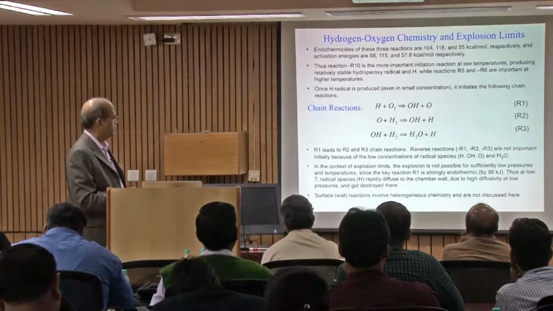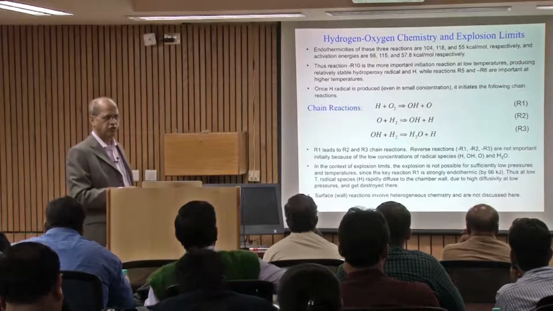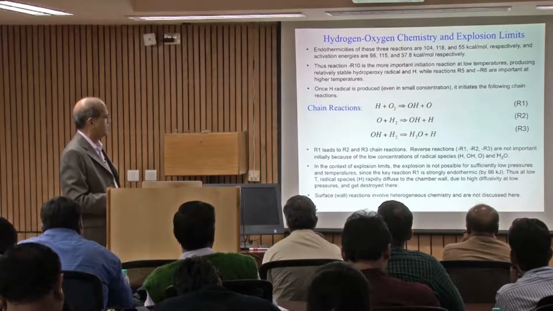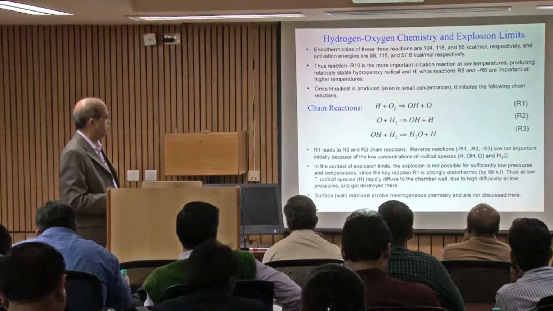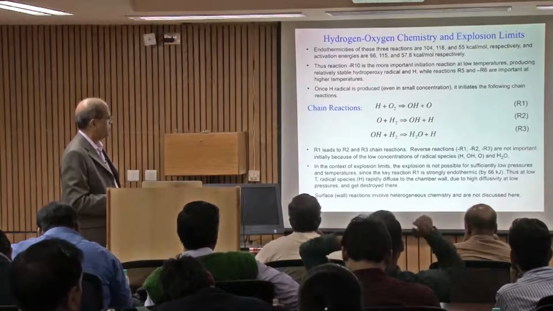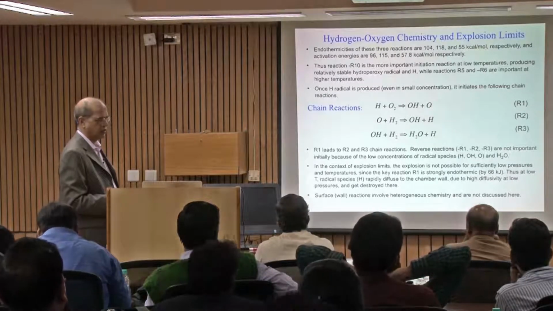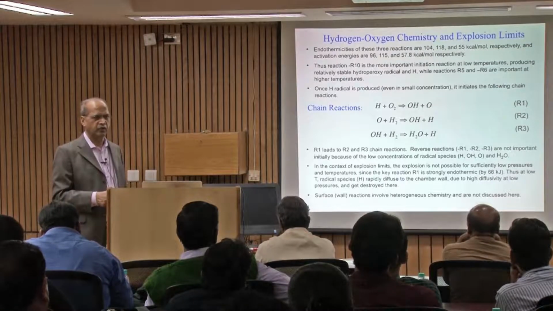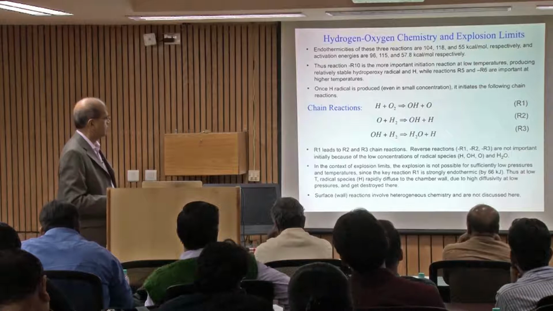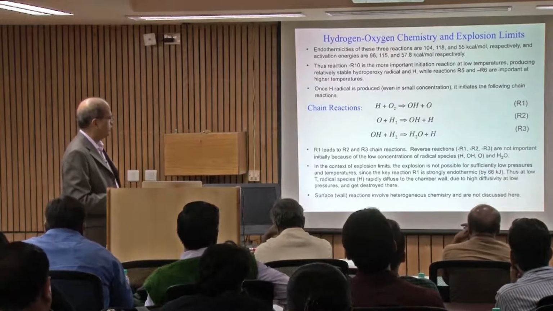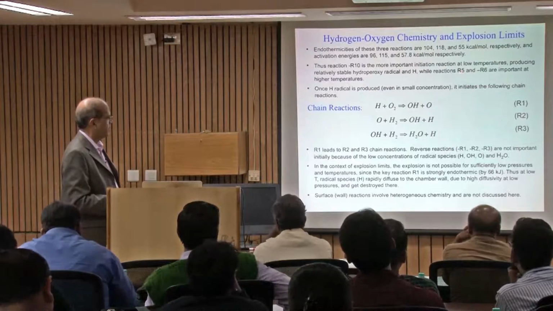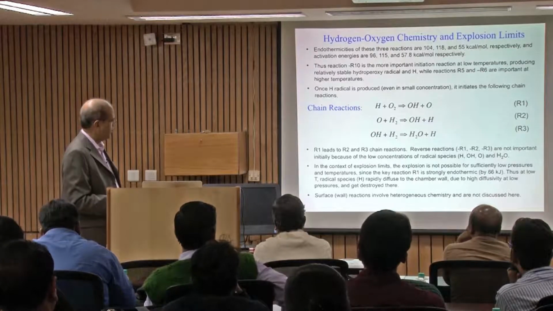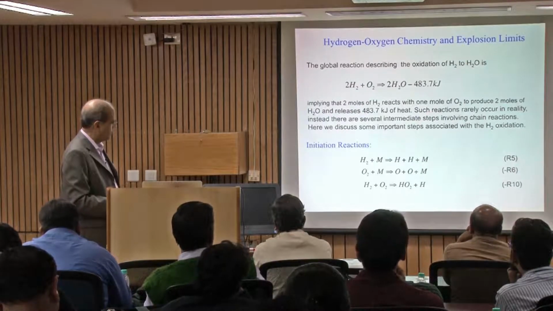So the reaction minus R10, H2 plus O2 giving you H plus HO2, is the more important reaction at relatively low temperatures. This HO2 is also a radical, the hydroperoxy radical. It is a relatively stable species, not very reactive compared to H, O, and OH. Again, it's relative. If you go to higher temperatures, then those other two reactions also become important. Anyway, this R10 produces this H radical.